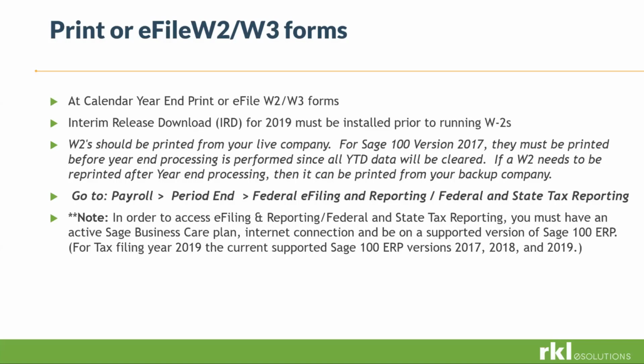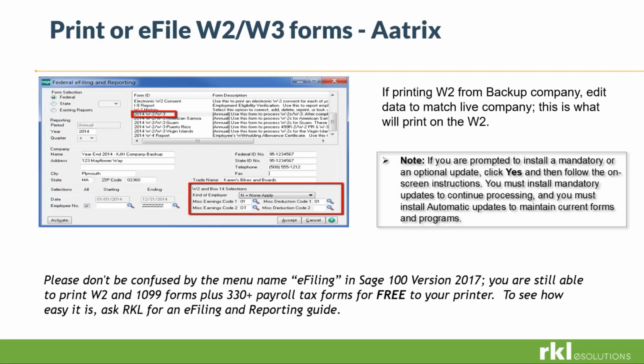So payroll, period end, federal e-filing and reporting if you're on 2017 version, federal and state tax reporting if you're on 2018 or 2019 version. Okay. And it walks you through a wizard, and you see the first page of the wizard listed here. You just need to make sure that you have the right options chosen, including the year on the left-hand side. If it has prompted you for the forms download and it has downloaded all of the correct forms, then you'll see all of the correct year forms listed, and you'll choose W-2, W-3.